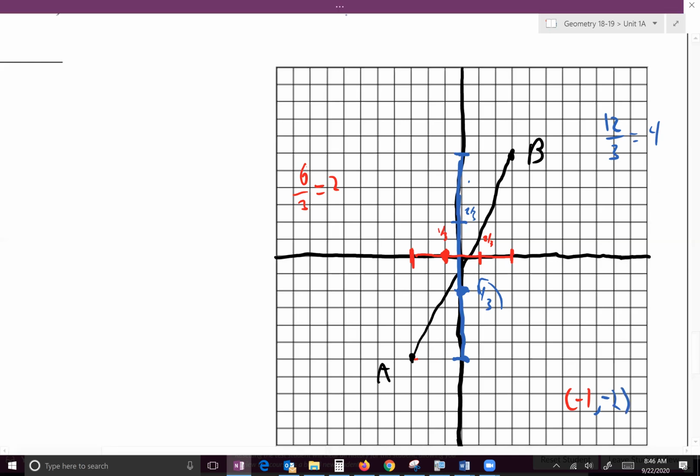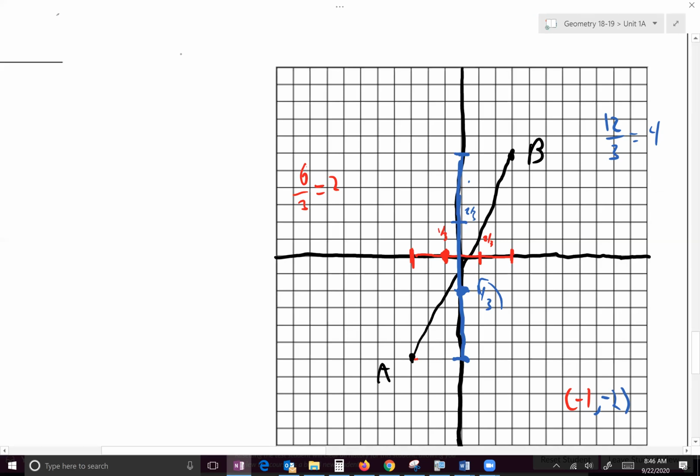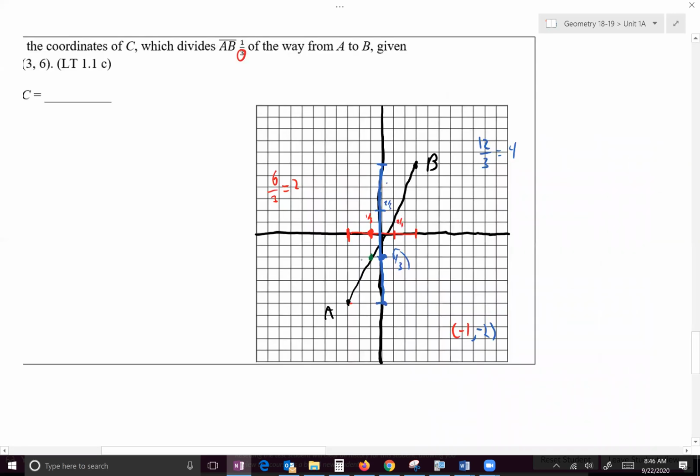And if I actually plot that point, if my pen will work, -1, -2 is right here on our line, and that is our point. That's the point we're looking for. So that's point C they want.